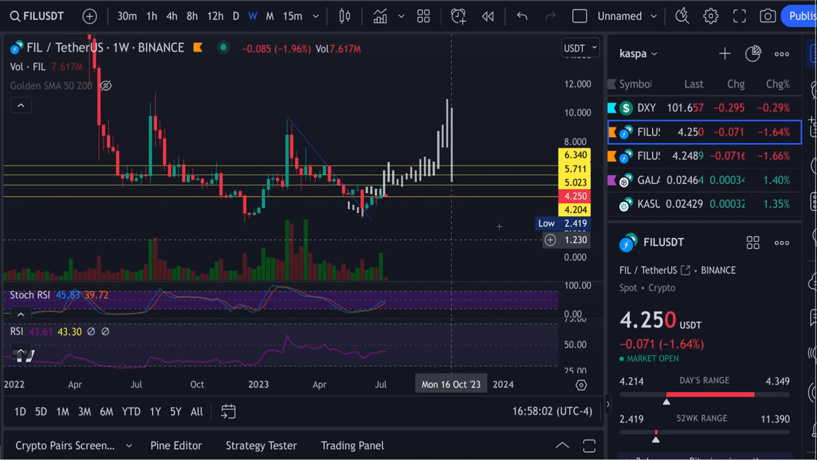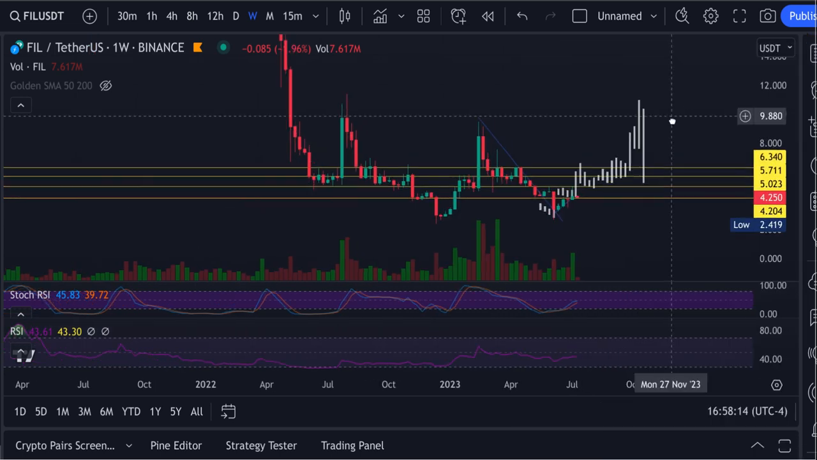Another Filecoin update. Right now we're down 1.64%. We had a high of $4.34 and a low of $4.21 today. We're going to expand this out here.